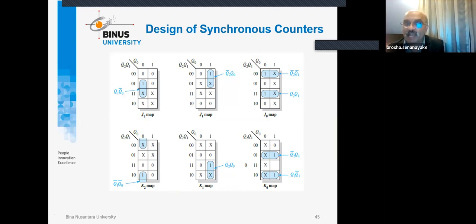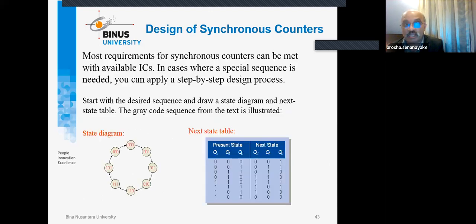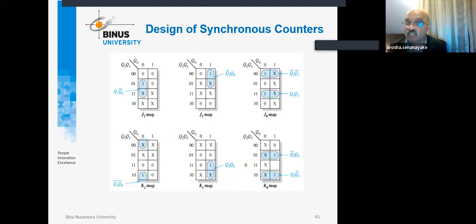So the idea behind constructing the so-called Karnaugh maps is to provide the necessary combinatorial circuits required for each and every JK input, J0, K0. In this case, we need a 3-bit counter. We know very well that we need 3 JKs, so J0, J1, J2, and K0, K1, K2.